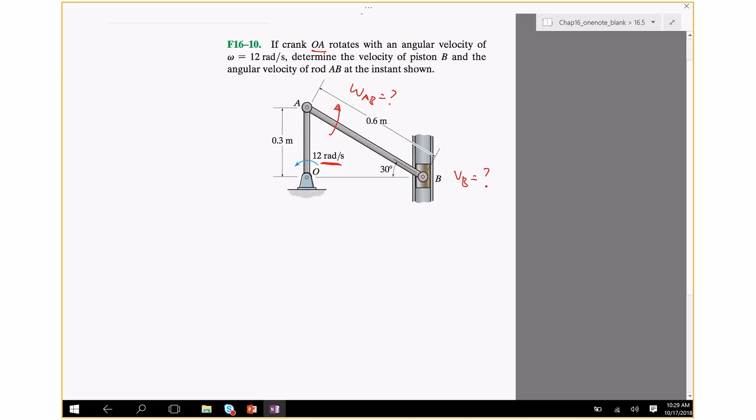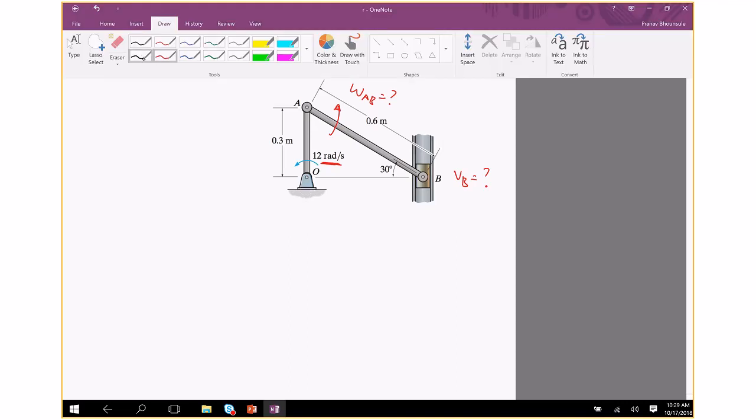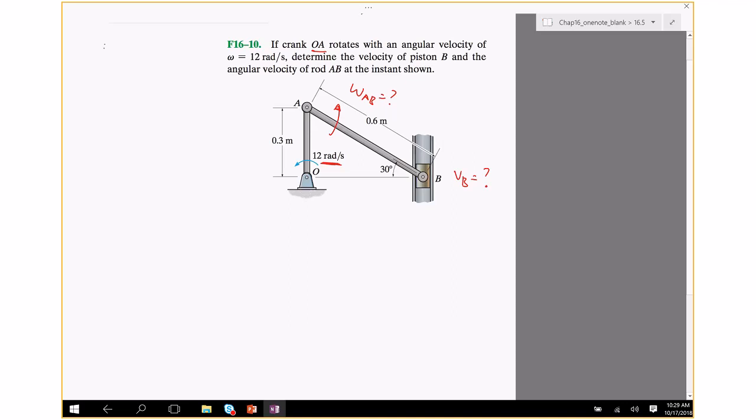Okay, since you cannot poll both answers, what I would like you to do is only poll the answer for VB, just the magnitude. So the question asks you to find 2 things, omega AB and VB, but I only want you to poll the magnitude of velocity of B.